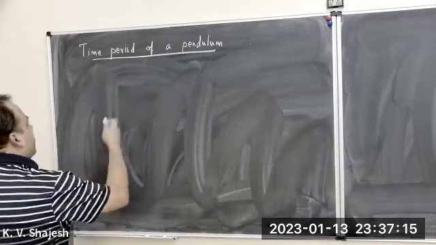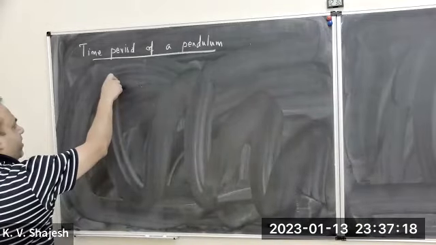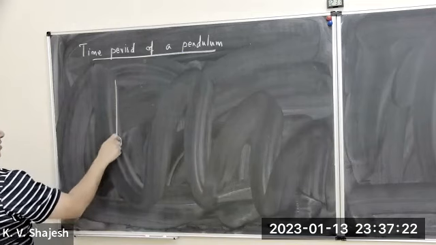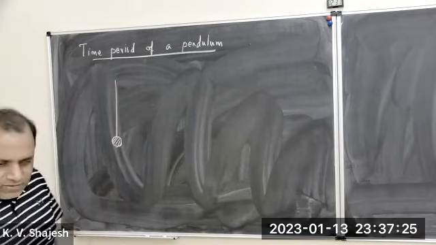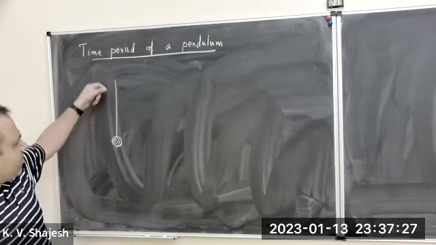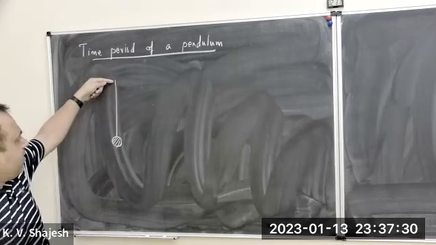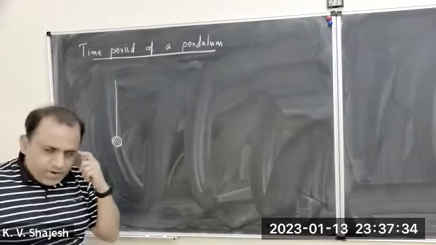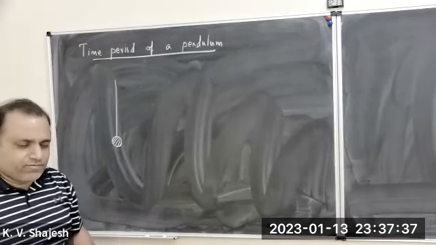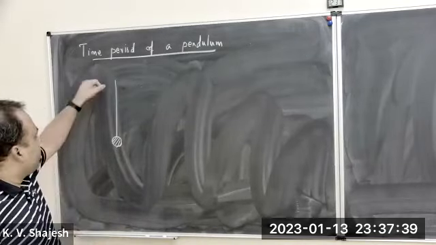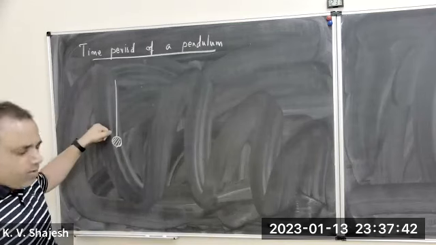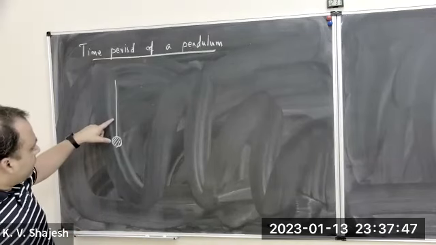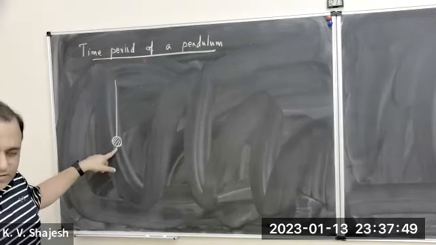We just take any string and hang a mass on it. It doesn't really have to be spherical. You take any, preferably a light string, but when we say light, we always clarify light with respect to what. The mass of the string should be less compared to the mass of the bulb here.